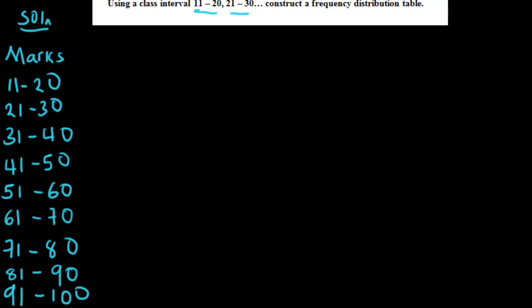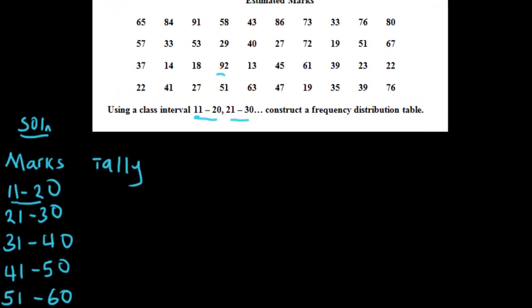The next thing we want to have is the tally. Remember how we did the last question? So now look carefully. We are trying to look for numbers within 11 to 20. So whether 11, 12, 13, 14, 15, 16, 17, 18, 19, 20, all those numbers will fall under this basket. Do you understand? Can we do that? So now let's try to look for numbers between 11 to 20.